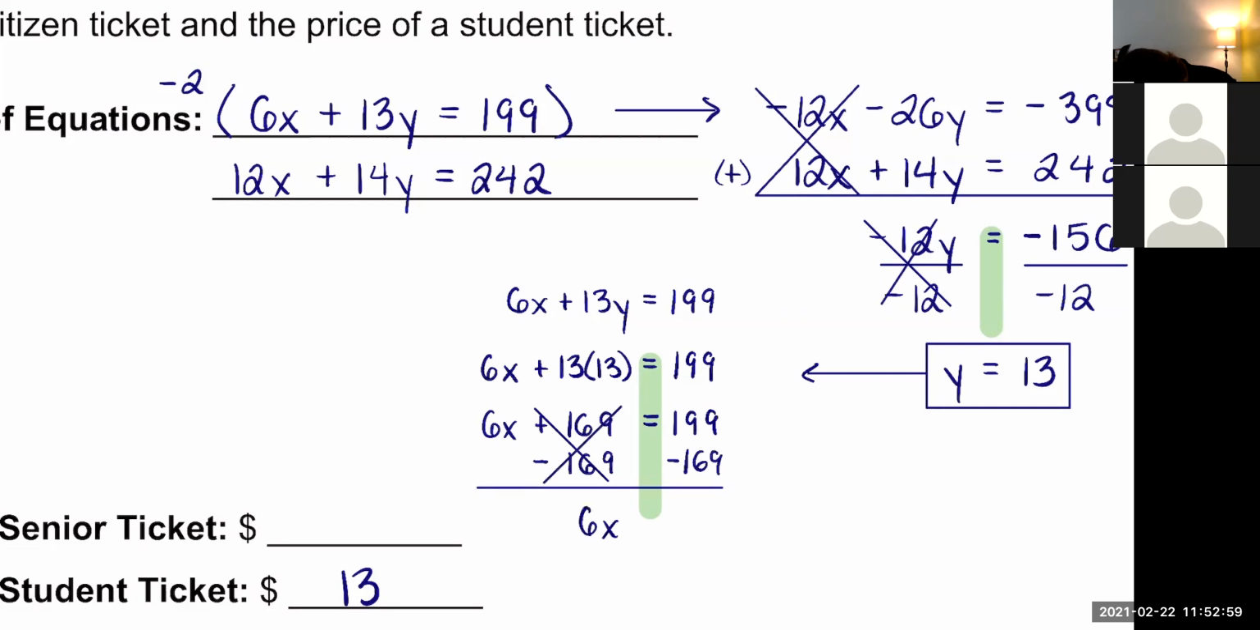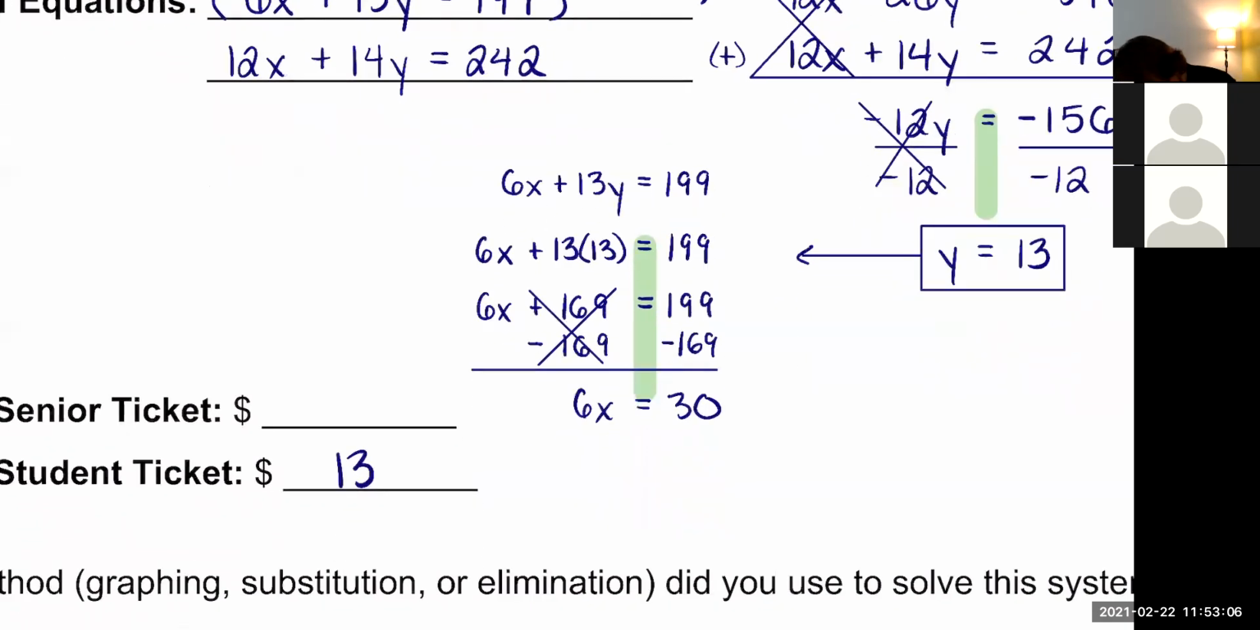This gives me 6x equals 30, I believe. And then divide both sides by 6. And I get x equals 5. I did the bottom one just to be funny. And did you still get the same answer?